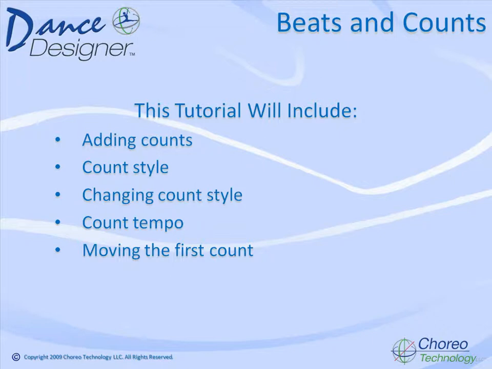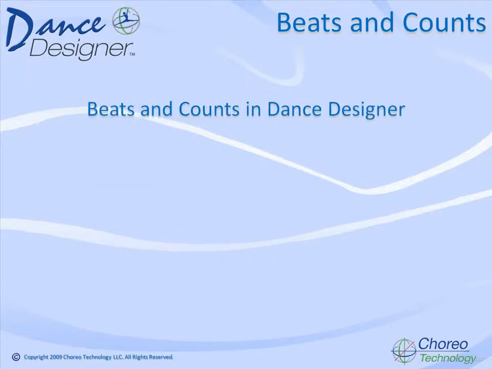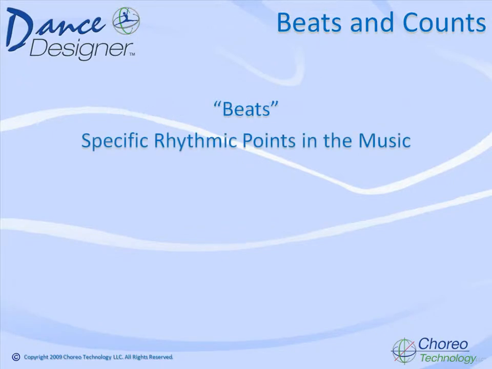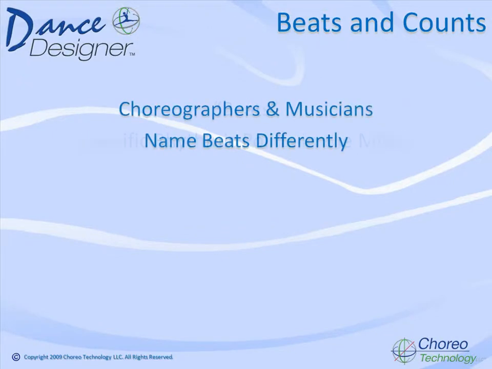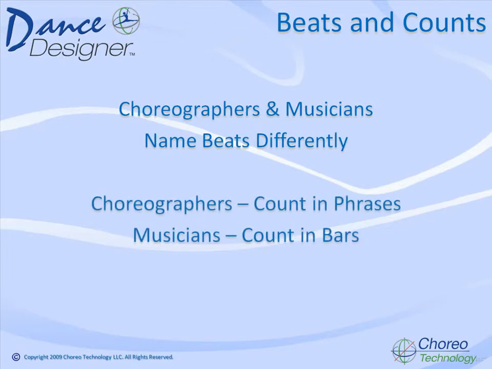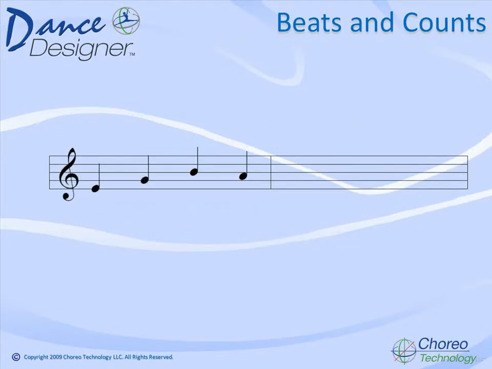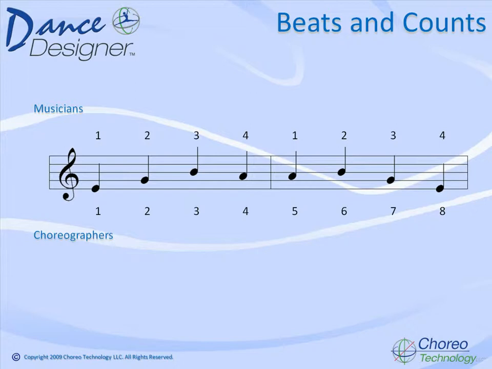Before we look at the program, I will explain how Dance Designer works with beats and counts. Beats are specific rhythmic points in the music that are the same for choreographers and musicians. However, what choreographers and musicians call those beats can be different. Choreographers tend to count in phrases instead of bars. For example, a musician would call 8 beats 2 bars and count them 1, 2, 3, 4, 1, 2, 3, 4. And a choreographer may count those same beats 1, 2, 3, 4, 5, 6, 7, 8.